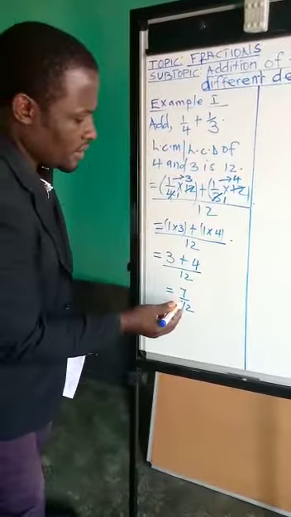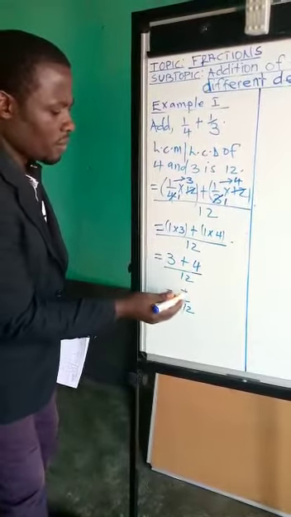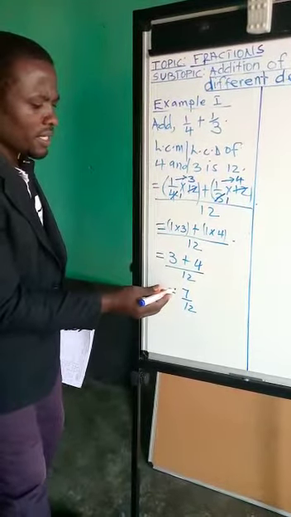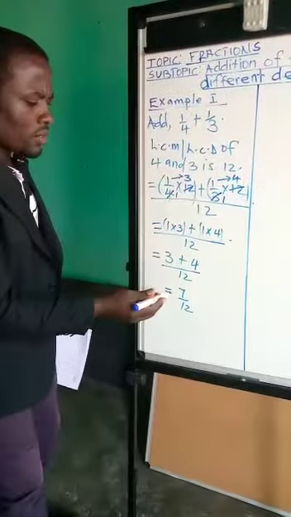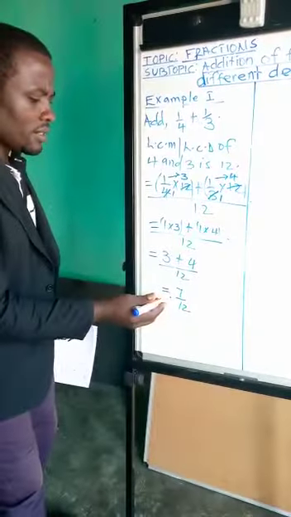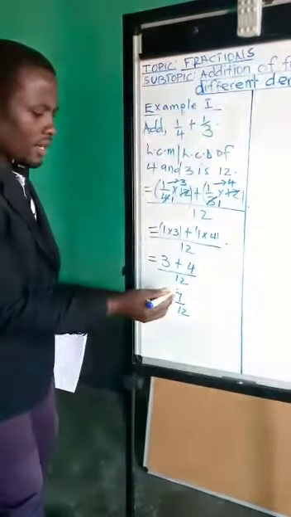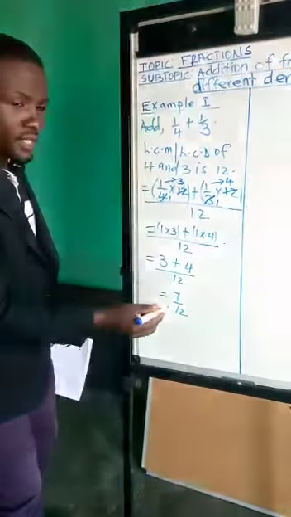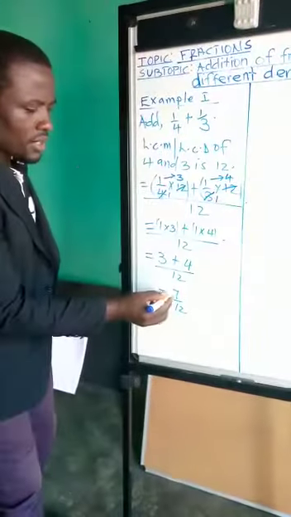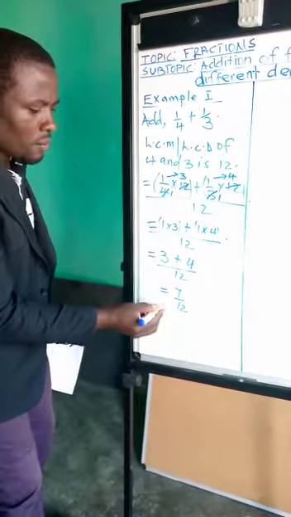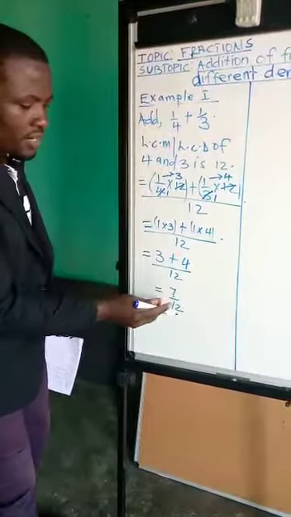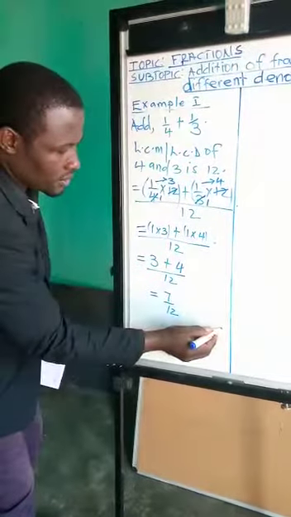For this case, our answer is a proper fraction: the numerator is small and the denominator is big, it is okay. But if the numerator and the denominator have common factors, you can reduce the fraction to its lowest form. But for this case, our fraction cannot be reduced.